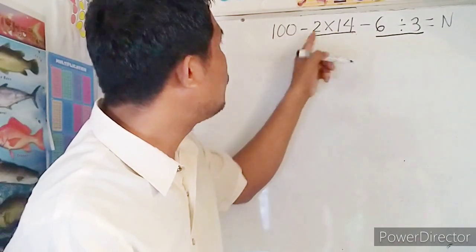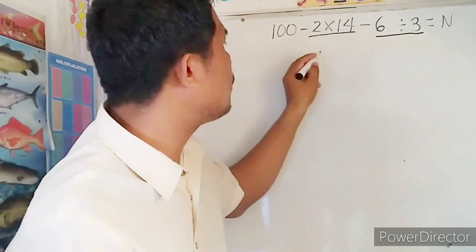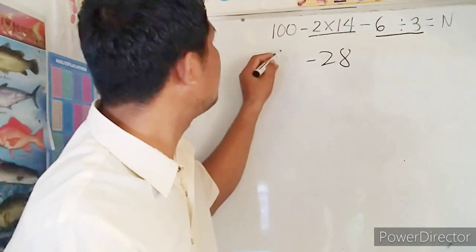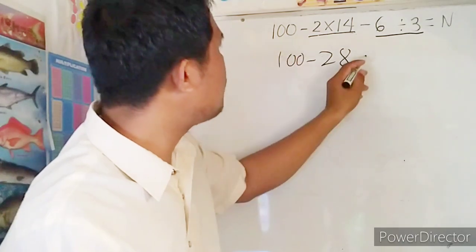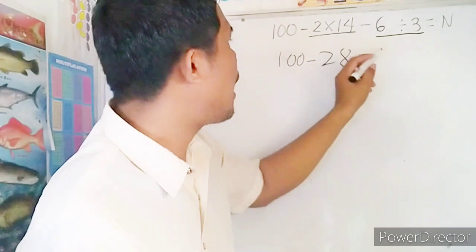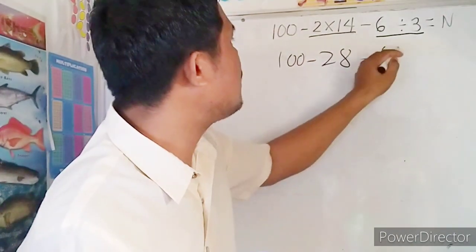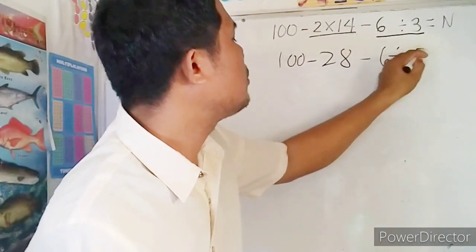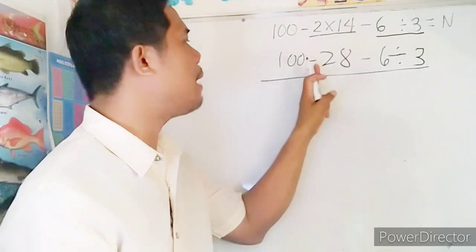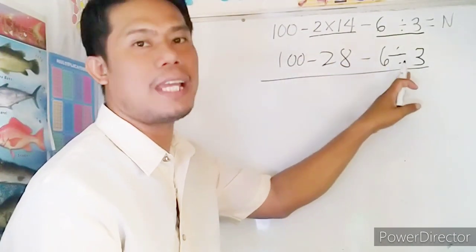We have 2 times 14 equals 28. Then minus, we have 100. Then minus, we're going to copy. We have 6 divided by 3. Then look at our equation. We have 100 minus 28 minus 6 divided by 3.